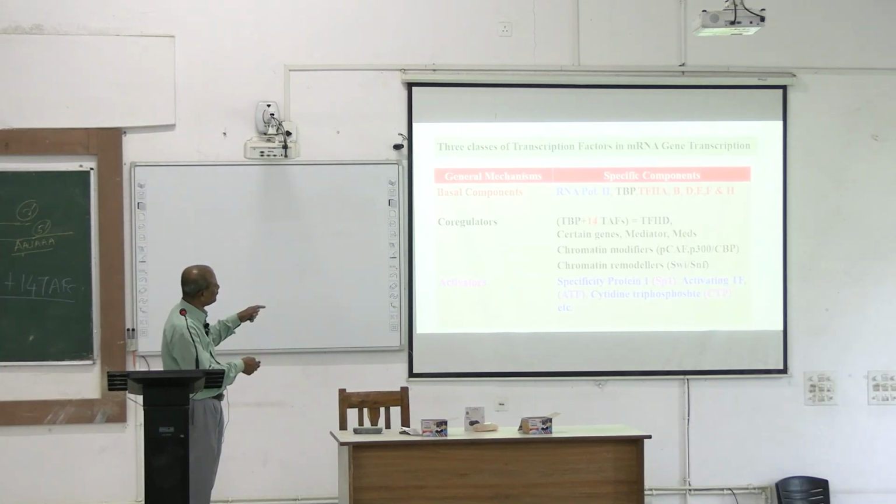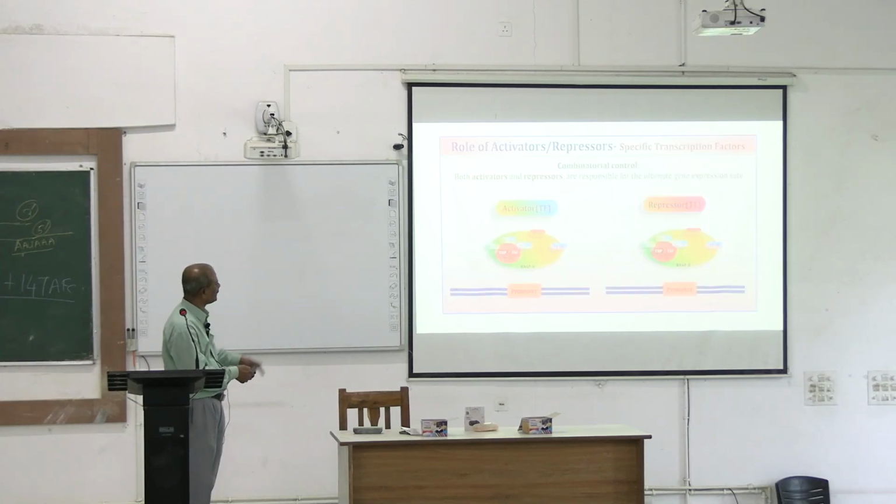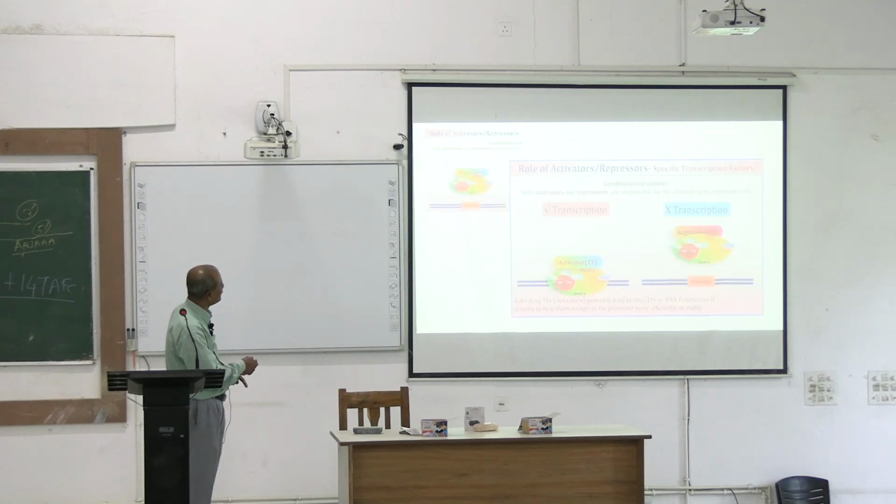These are the basal components, co-regulators and activators. Now the role of activators and repressors. Activators will bind to the promoter region to cause activation, and a repressor, if it functions, will bind to another promoter region and cause repression. When activation happens, the activator will form at this site, and in this way transcription will be increased, and at the same time the repressor molecule will be bound, so that there will be no repression.